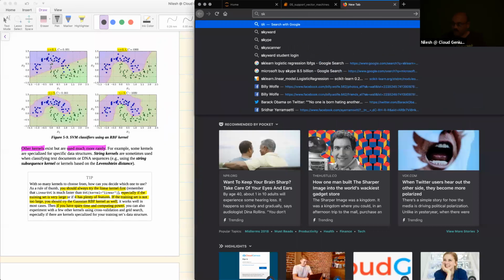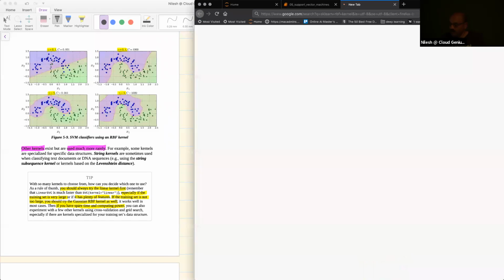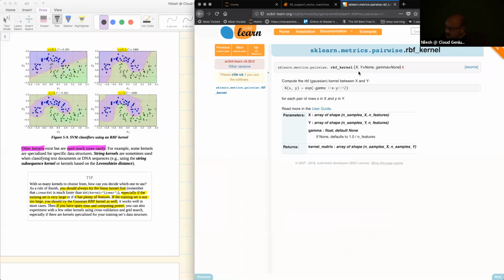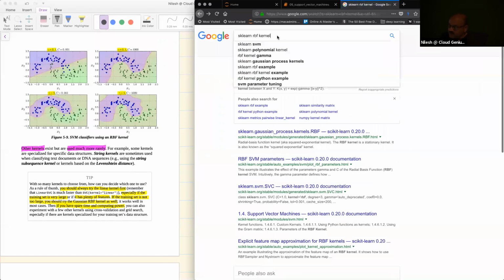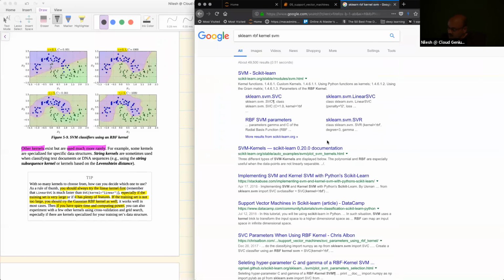So we'll go sklearn RBF kernel, and it should pop us straight to the documentation where it will describe the gamma. This is not good enough. This is something else apparently. This is sklearn metrics pairwise RBF kernel, but I want SVC. I think my query was wrong. My Google query was not the right one. So let's go back. Google query should include the SVM term. And now we should see that.